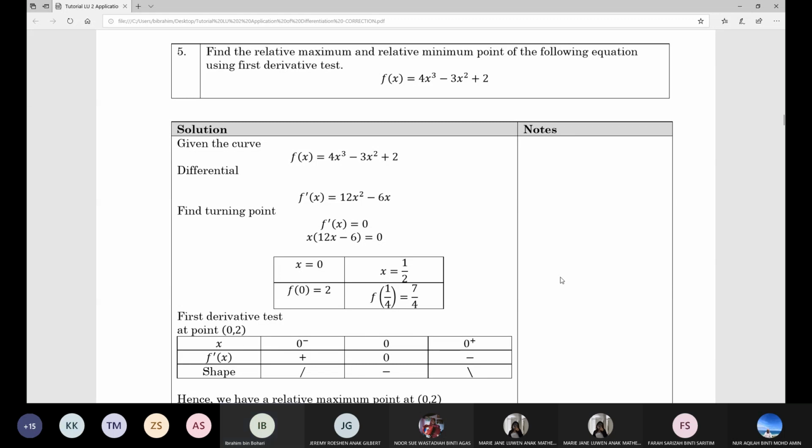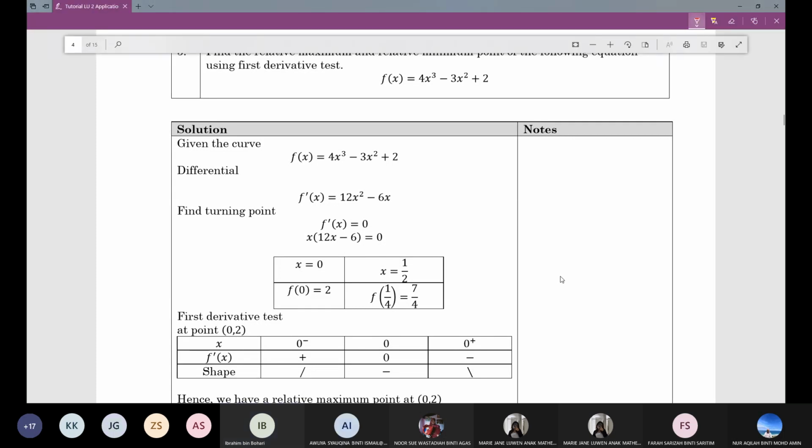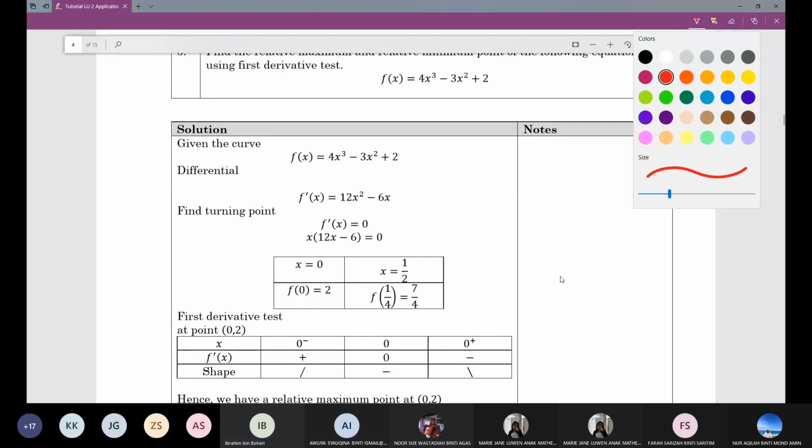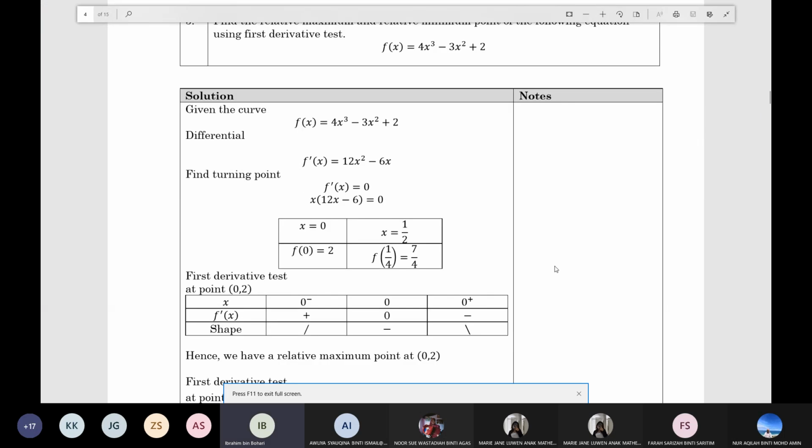LU2, application of differentiation. Question 5, find the relative maximum and minimum point using the first derivative test. First, check the method. The method here is the first derivative test.